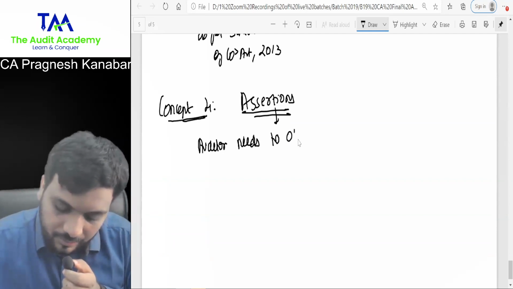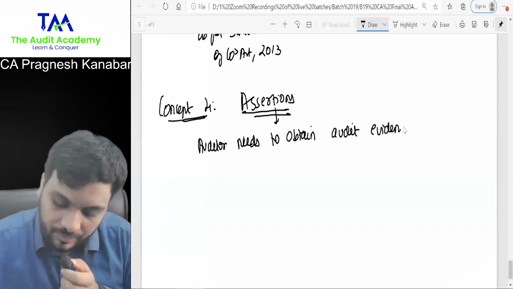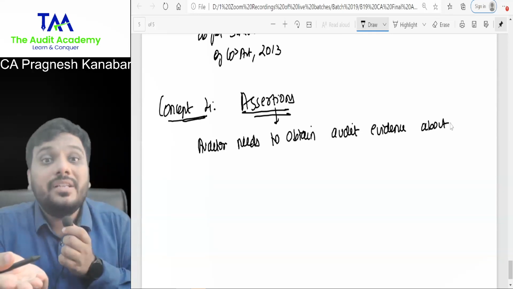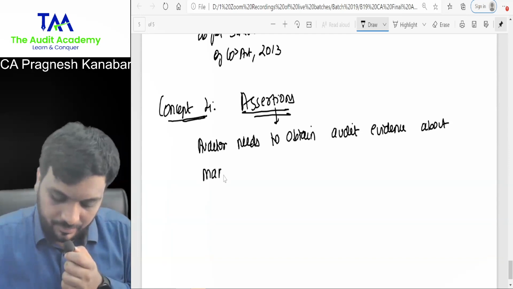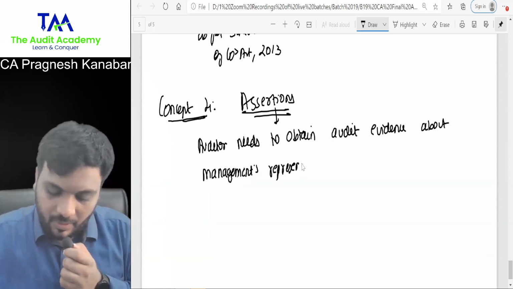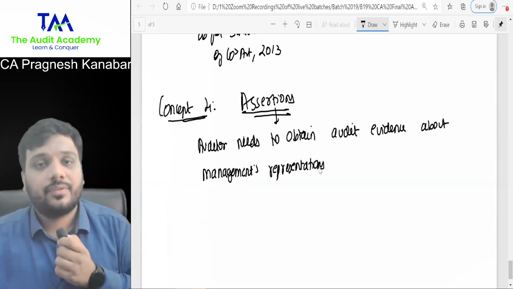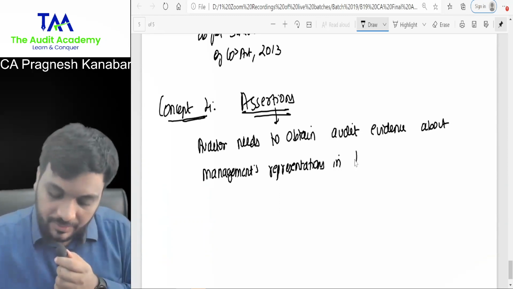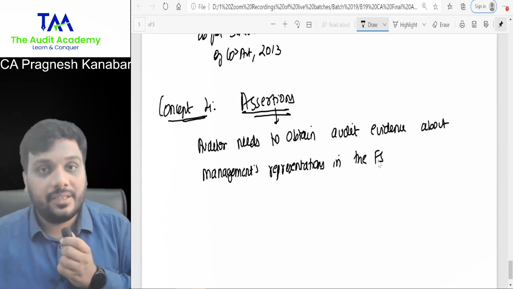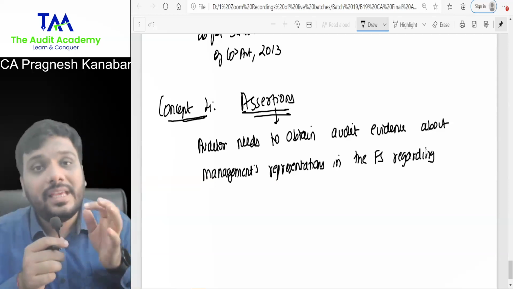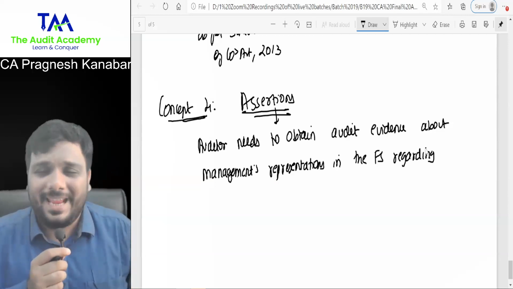Auditor needs to obtain audit evidence about whatever management is representing, about management's representations. That means whatever they are explaining, all right, management's representations in the financial statements regarding what is there in the financial statement. Sir, balance sheet, P&L, cash flow.